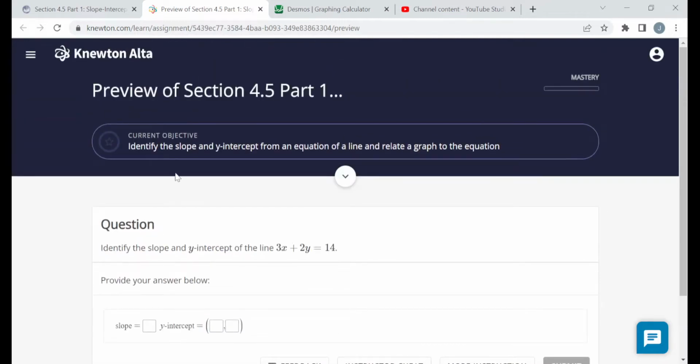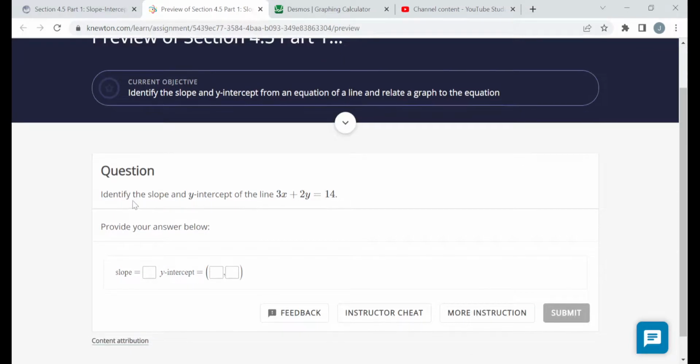Alright, so the first objective I'm looking at is identify the slope and y-intercept from an equation of a line and relate a graph to the equation. Alright, so in this first question we're asked to identify the slope and y-intercept of the line 3x plus 2y equals 14.